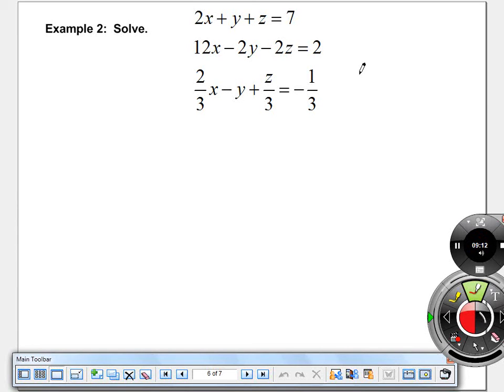Good. Multiply the equation by 3. Luckily, they all have a denominator of 3, so that wasn't such a hard decision. So I'm going to multiply the entire equation by 3. Don't like that I can't reach it. Whatever. I'll do it right there.